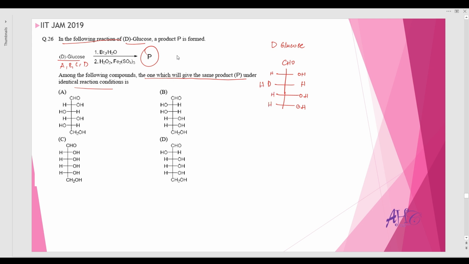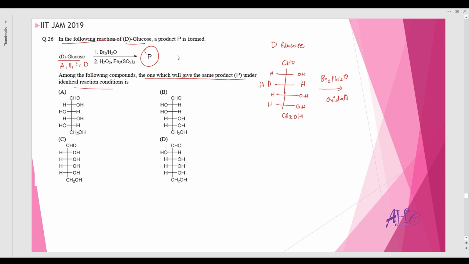And then you'll have your alcohol group CH2OH. So basically this is going to be your D-glucose structure. First, we are treating with bromine and water. So when treating with bromine water, this is going to be your oxidation.